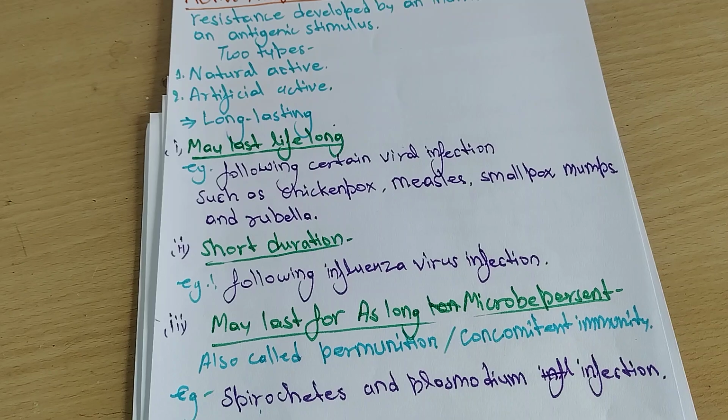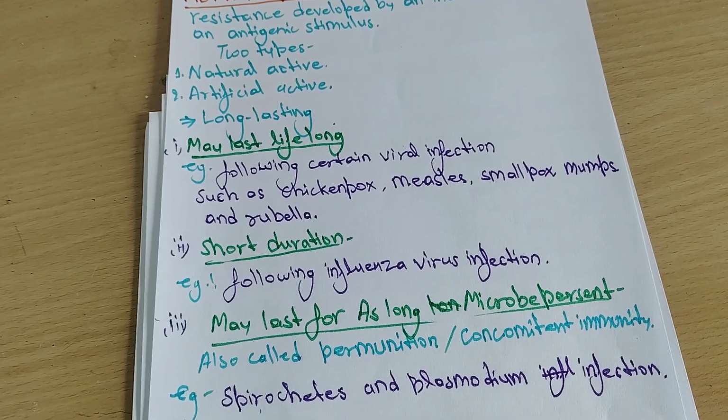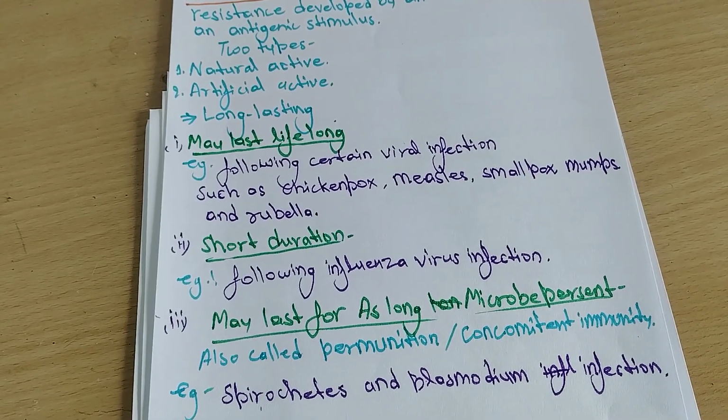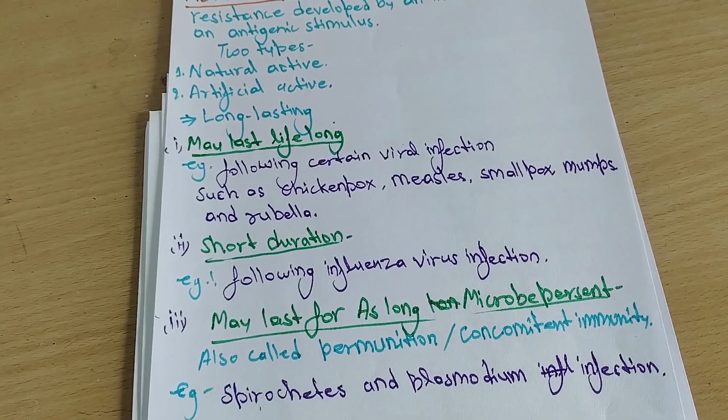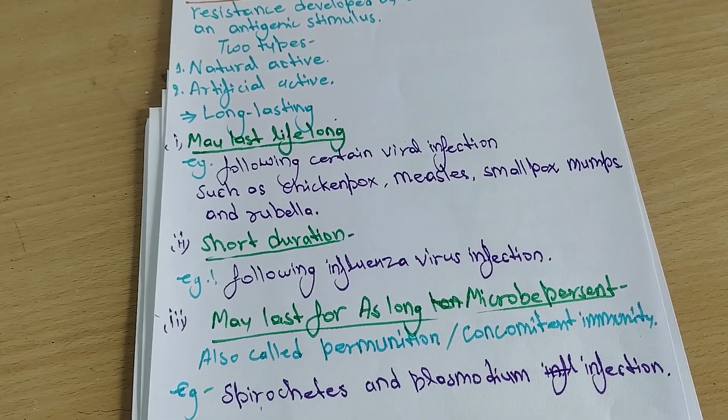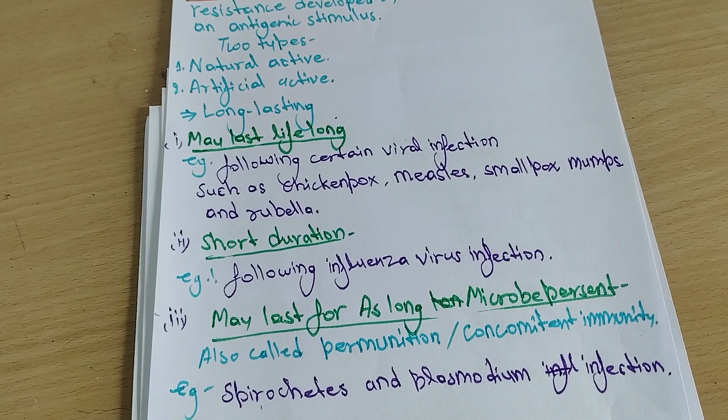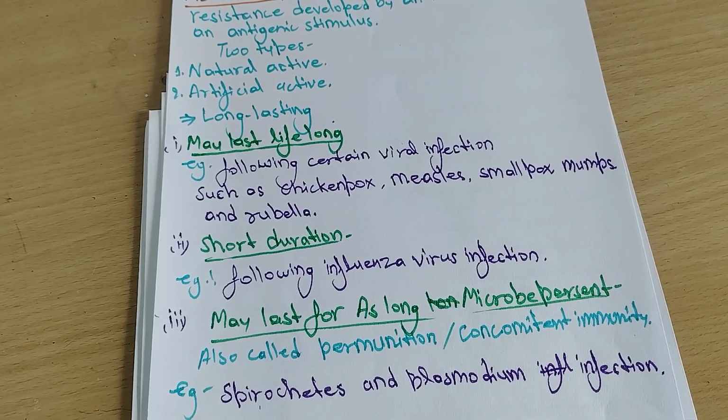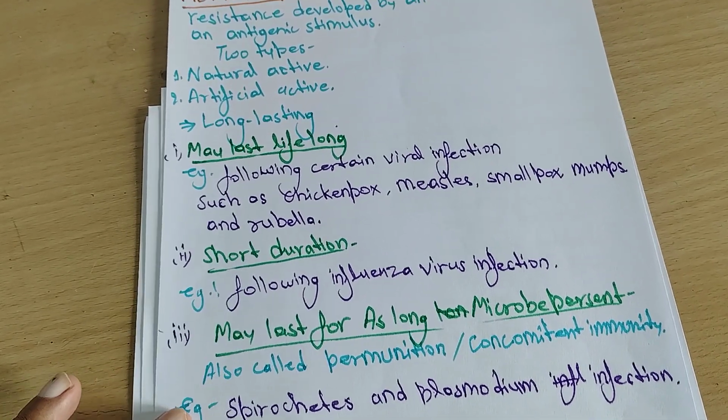Premunition or concomitant immunity can be defined as: as long as infection is there, the immunity is present, but as the infection is terminated, the immunity also slowly goes down.